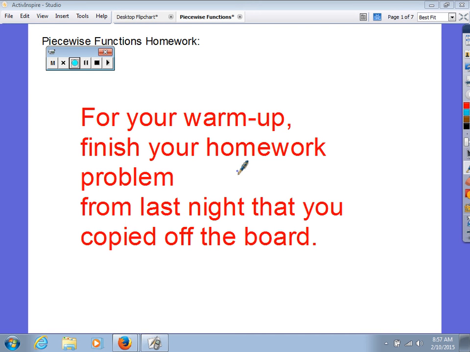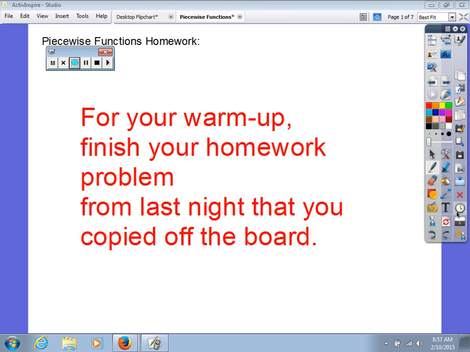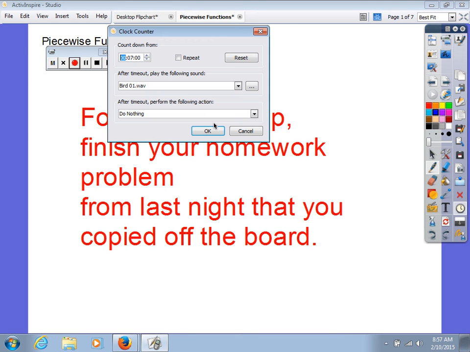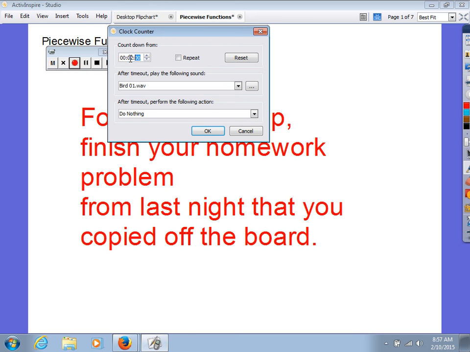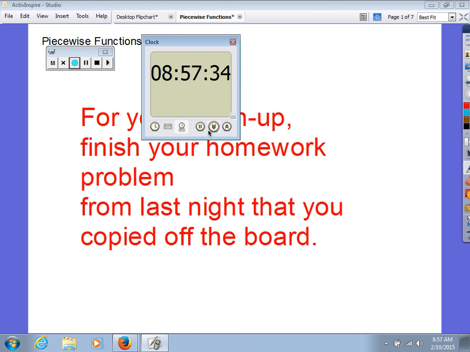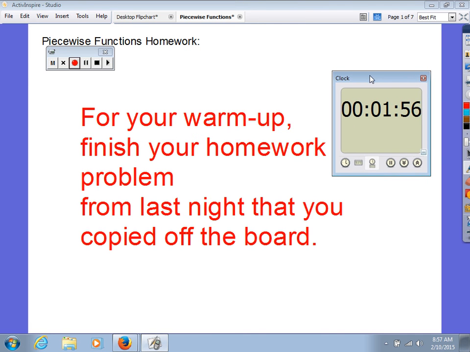So for your warm-up, you're going to be finishing your homework problem from last night that you copied off the board, all right? If you did finish it because you took care of business yesterday, then you're going to compare your answers. I'm going to give you like 2 minutes to either finish it up or compare your answers. All right. Go. Compare your answers.